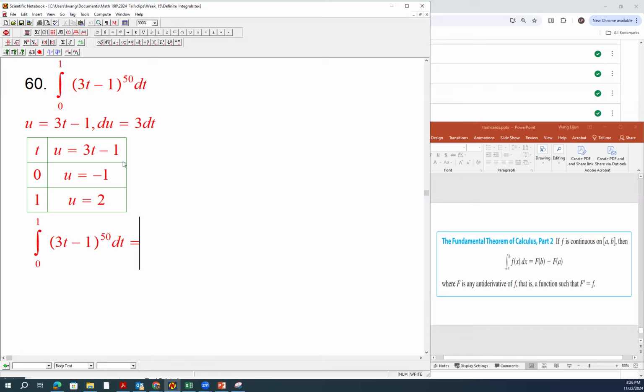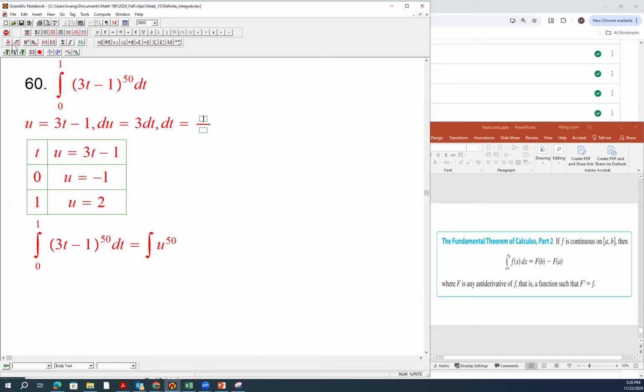And that equals the integration of u raised to the power of 50 dt. dt is 1/3 of du, so dt will be replaced by 1/3 of du. And the limits, you're going to have -1 to +2.